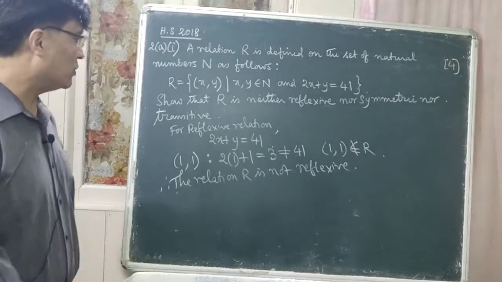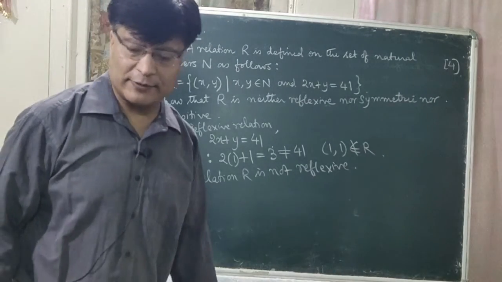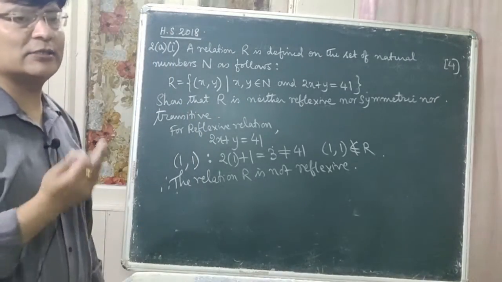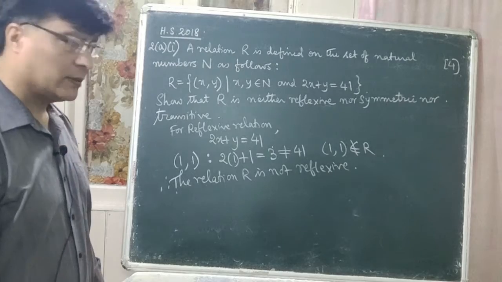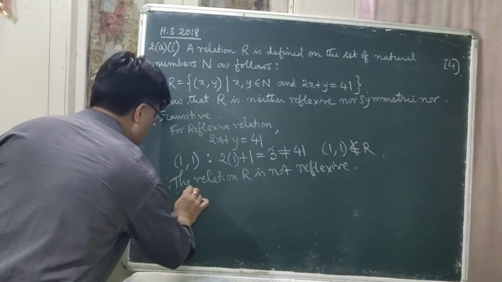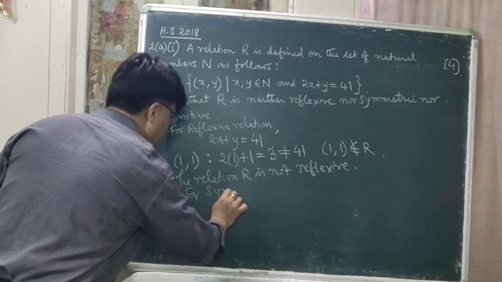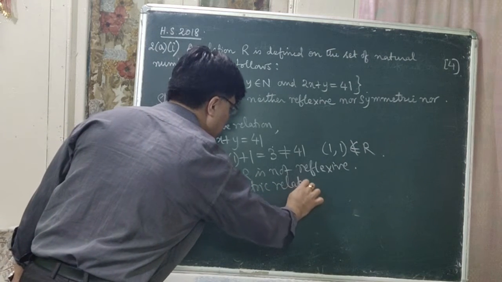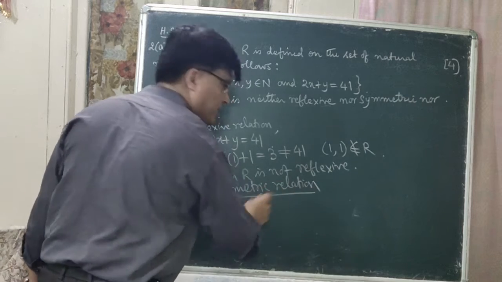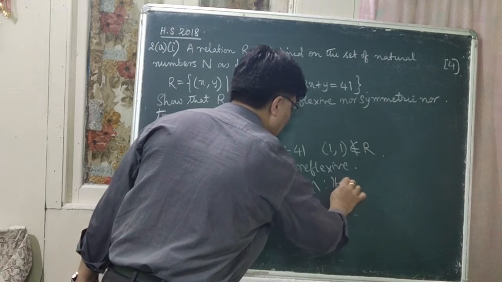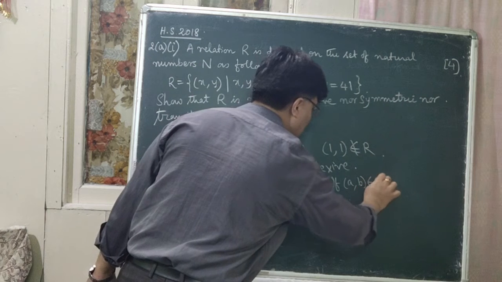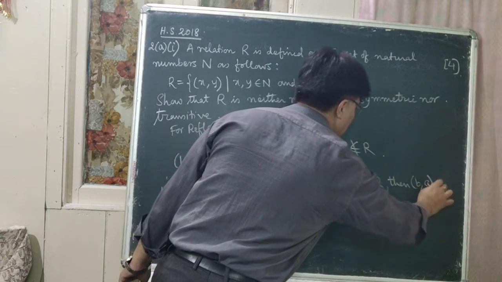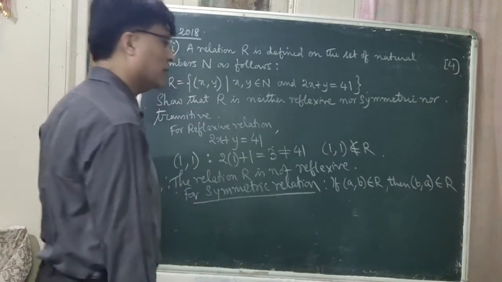Okay, so you can copy it. So R is not reflexive in this case. Now we have to prove that R is not symmetric. So for symmetric relation, you know the definition, isn't it? For symmetric relation, if A comma B belongs to the relation R, then B comma A should belong to the relation R. Okay?